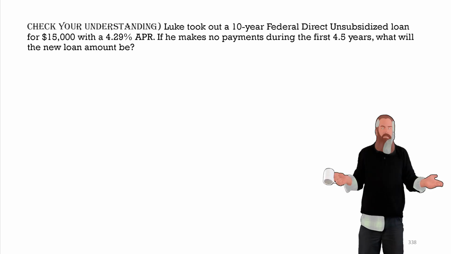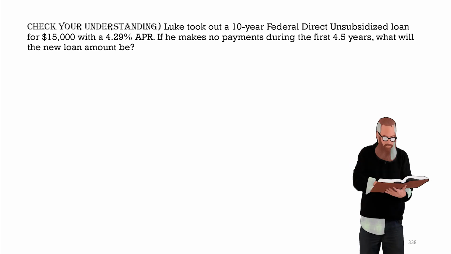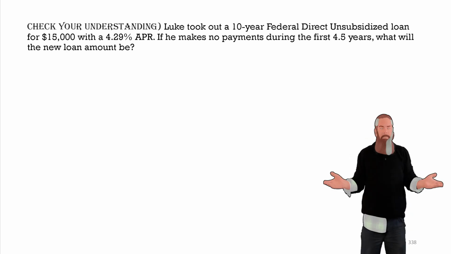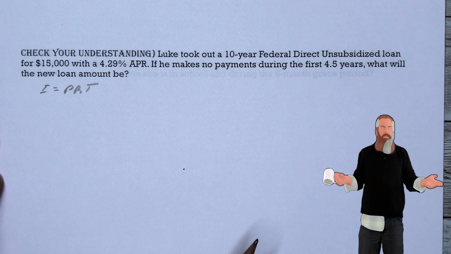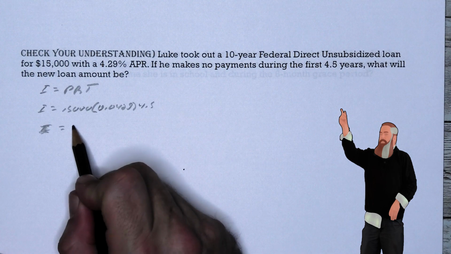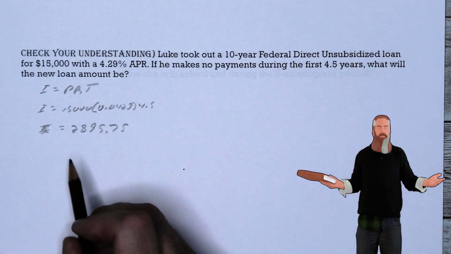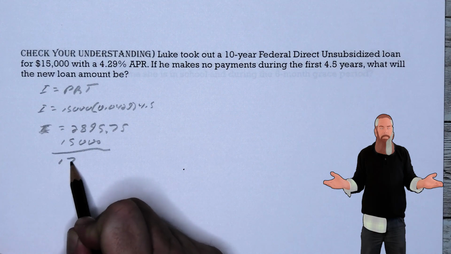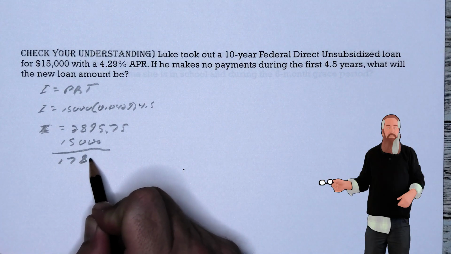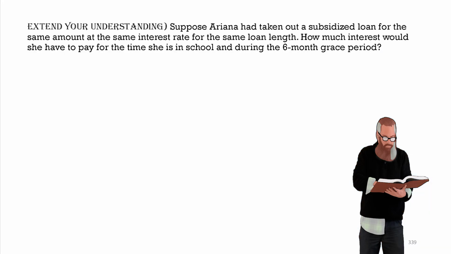Luke took out a 10-year Federal Direct Unsubsidized Loan for $15,000 with a 4.29% APR. If he makes no payments during the first 4.5 years, what will be the new loan amount? The first thing we need to figure out is the interest that will occur during that 4.5 years they're not making payments. This means that the interest will be $2,895.75. Let's not forget that this is going to be added to the original $15,000 of the loan, meaning the actual loan now is $17,895.75. Let's extend our understanding here.